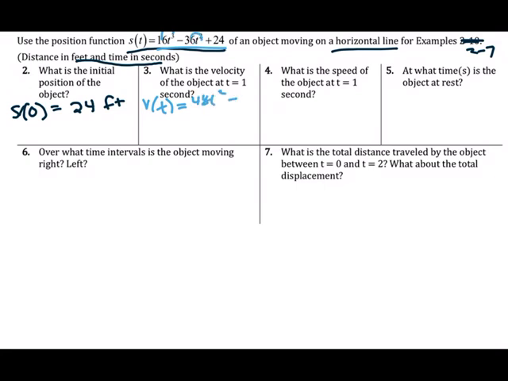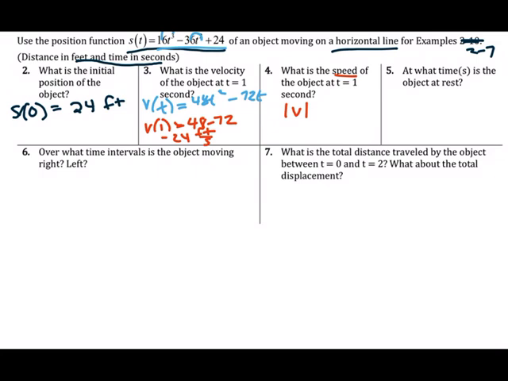2 times 36 is 72, so minus 72t. And then I'm going to plug 1 into that to figure out the velocity at this value, which is going to be negative 24 feet per second because we are moving feet per second. Number 4 says, what is the speed?